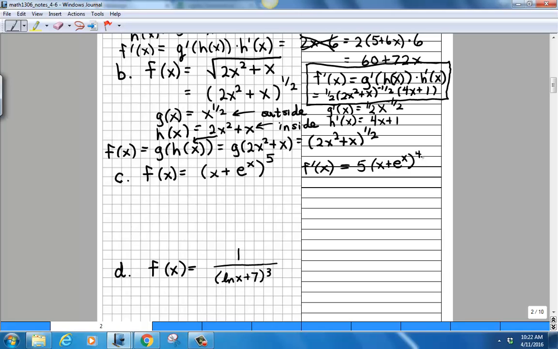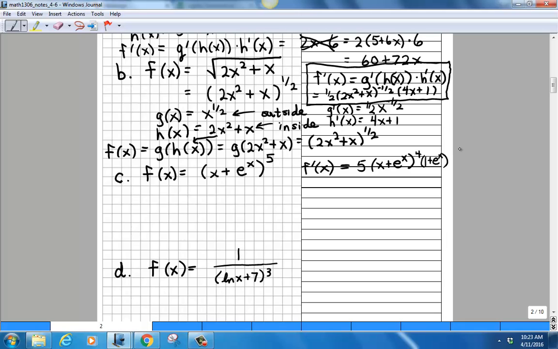I think that's pretty easy, because what's the rate of change of x? Not 0, but what? 1, right? And what's the rate of change of e to the x? That's e to the x. So I have to multiply in here, as the last step, this whole thing by 1 plus e to the x. All right? That's the chain rule.